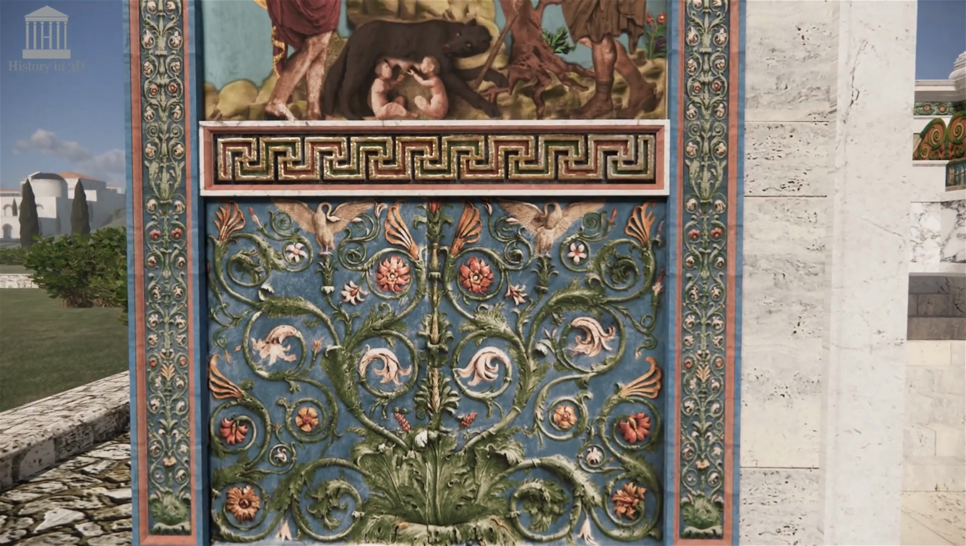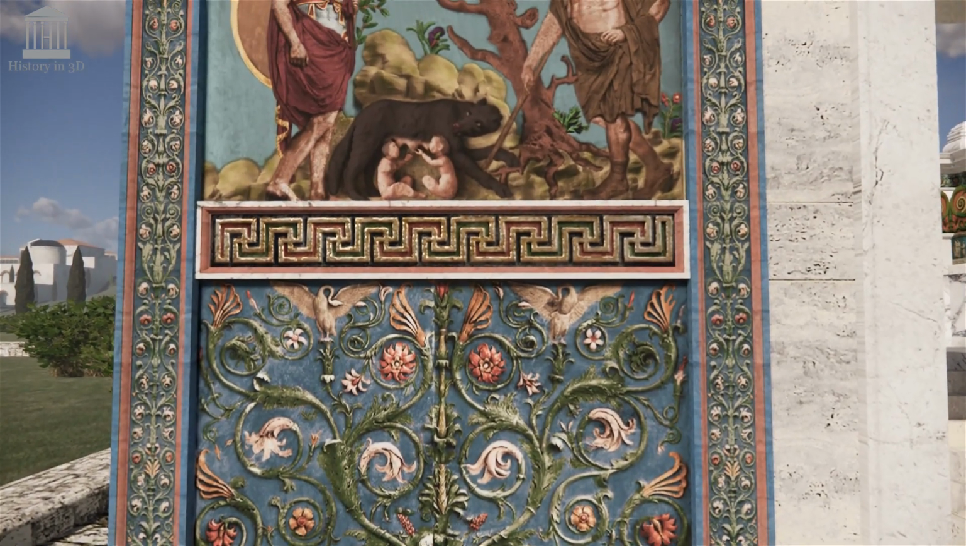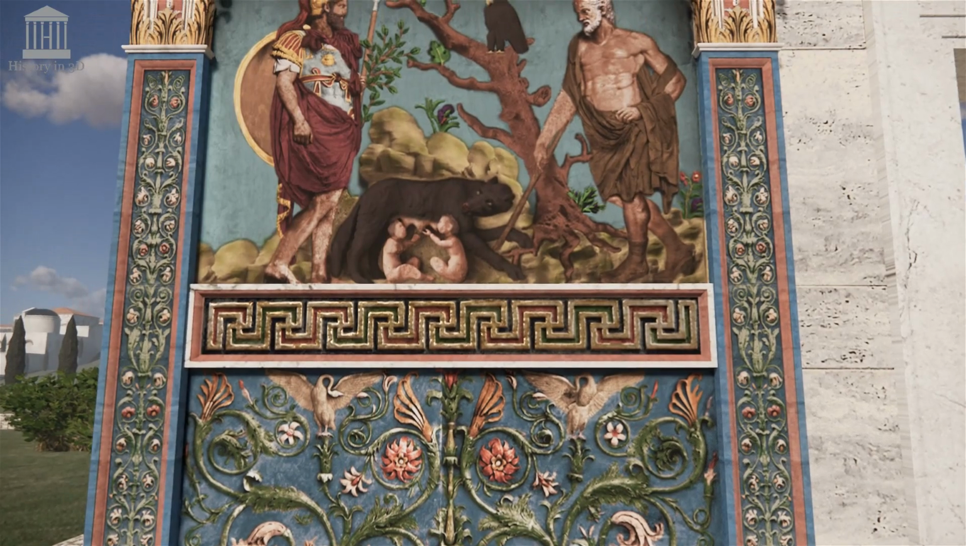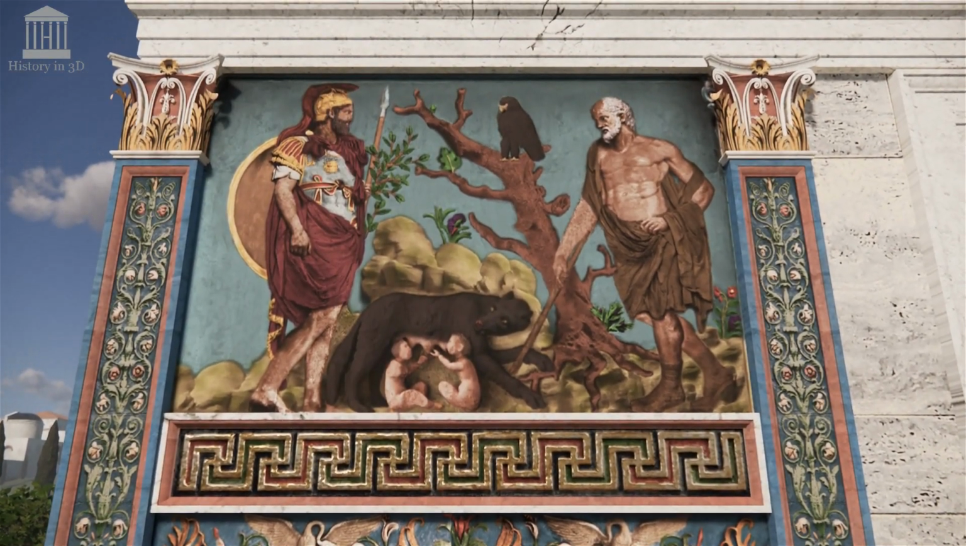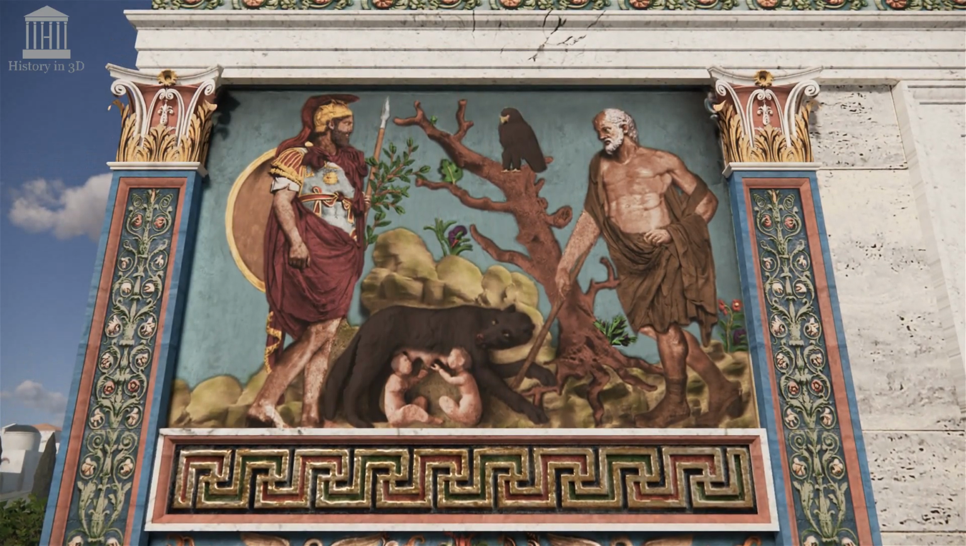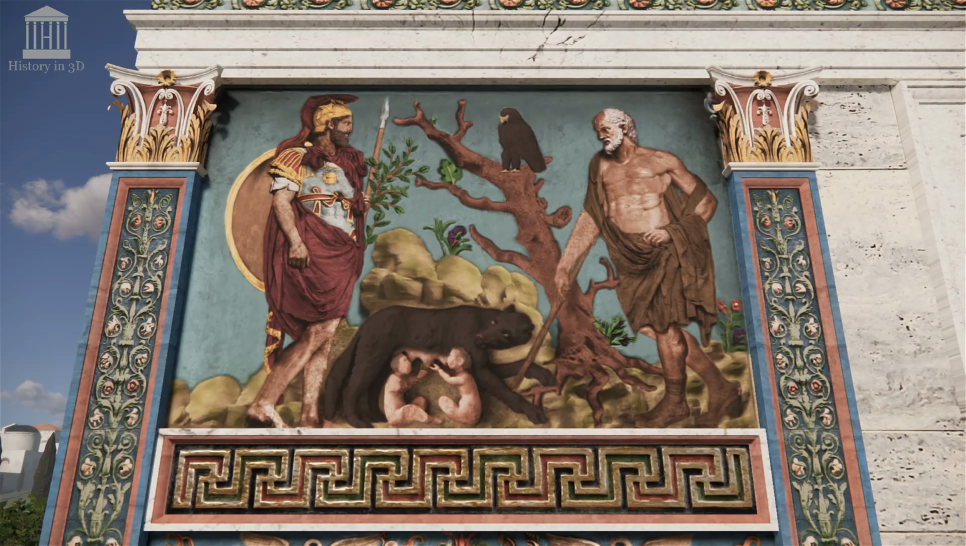Let's move to the west side. The left panel survives in poor remains, representing the Lupercal scene where we see Faustulus discovering the twins Romulus and Remus. The figure on the left is usually identified as Mars.